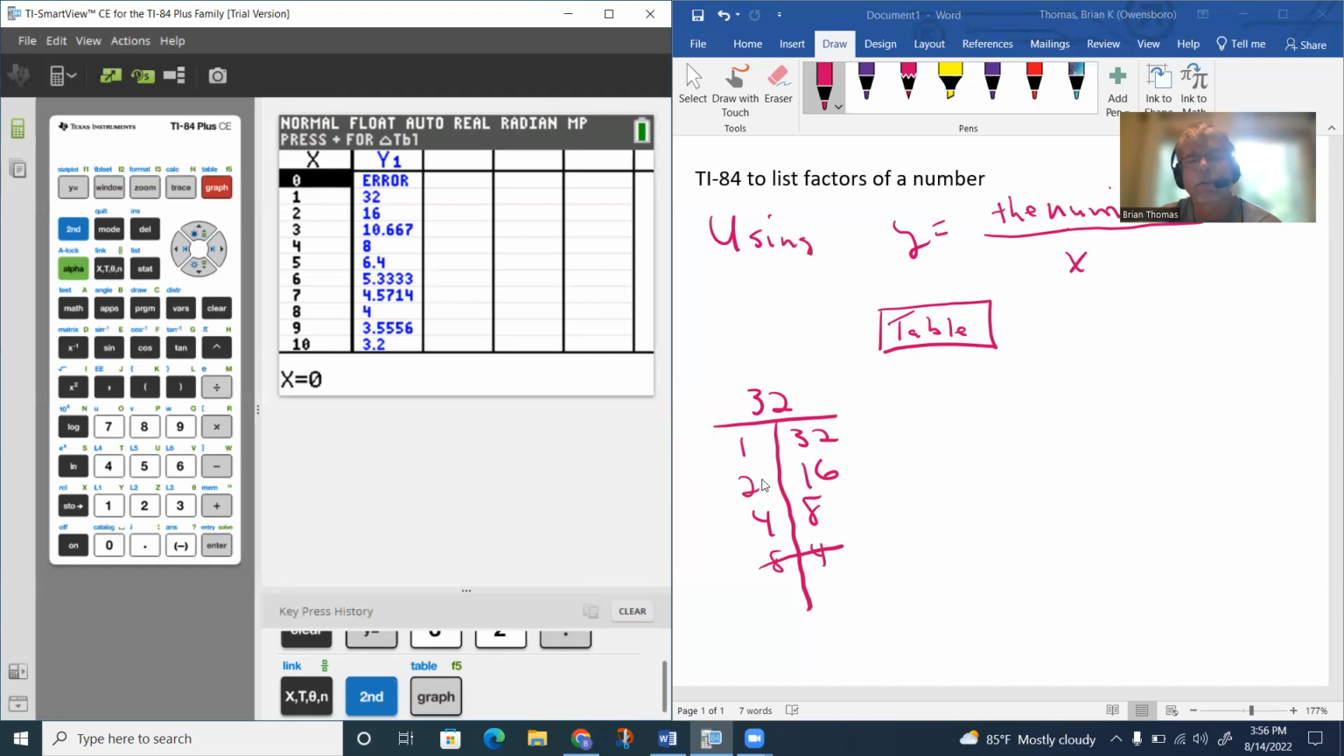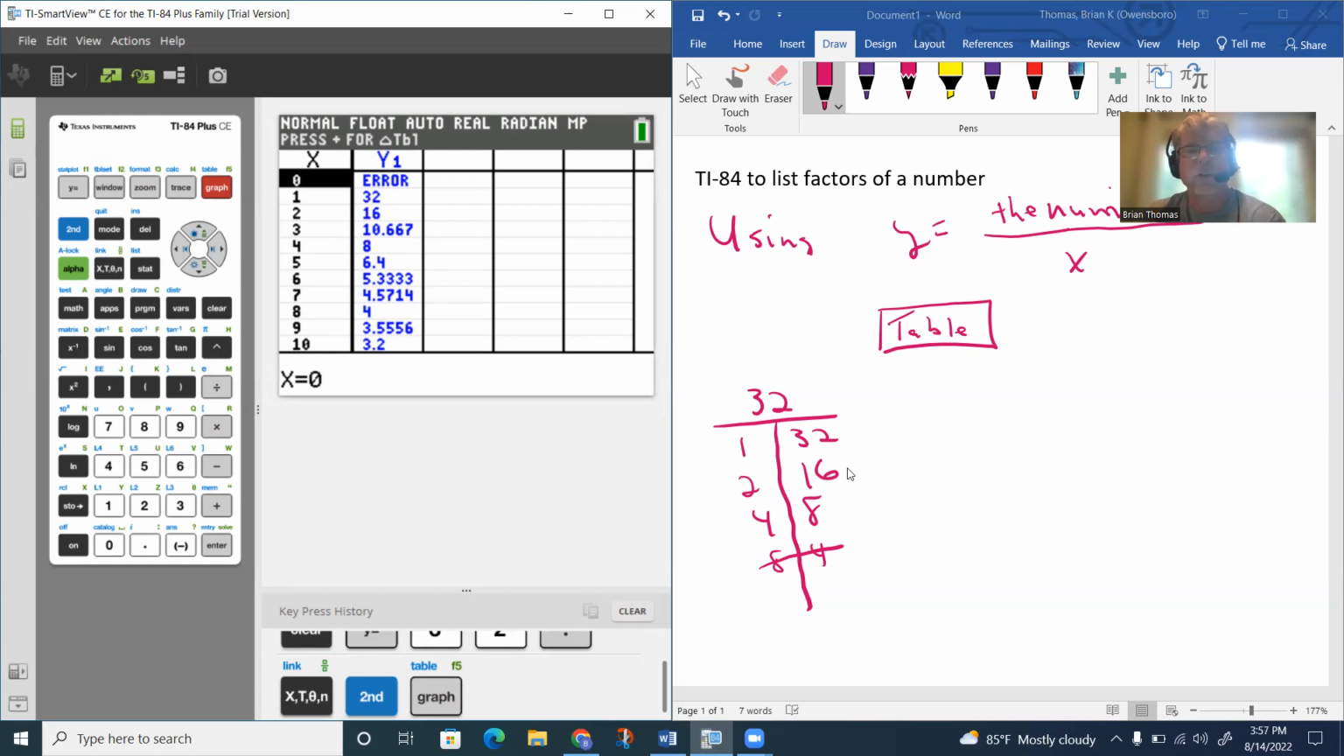We got 1 and 32 in ours. 2 and 16, we've got 2 and 16. 3, notice that you have this decimal. That tells me this is not a factor because we're looking for whole number factors. 4 and 8, we got. The 5 and the 6 do not work. The 7 does not work because you're getting decimals. But notice how the 8 does work. And once you repeat, that tells me you can stop looking. So I don't have to go past 8. So I only have 6 factors for 32.